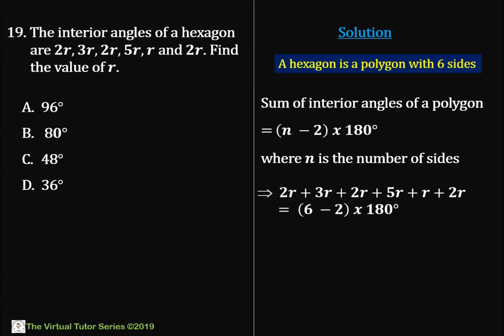So we have 15R is equal to 4 times 180 degrees. Dividing both sides of the equation by 15, we have R to be equal to 4 times 180 degrees over 15. This produces 48 degrees. Therefore, the correct answer is option C.